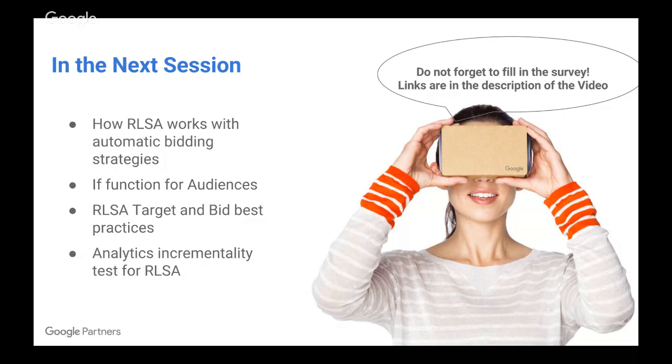And I'm going to explain to you how to do an analytics incrementality test for RLSA. So you can compare the performance of an ad group by using RLSA and without RLSA, or with a given bid adjustment and another bid adjustment, by doing a cookie split in analytics, which sounds super complicated. Actually, it's really, really easy. We're going to cover all the details during the next section.